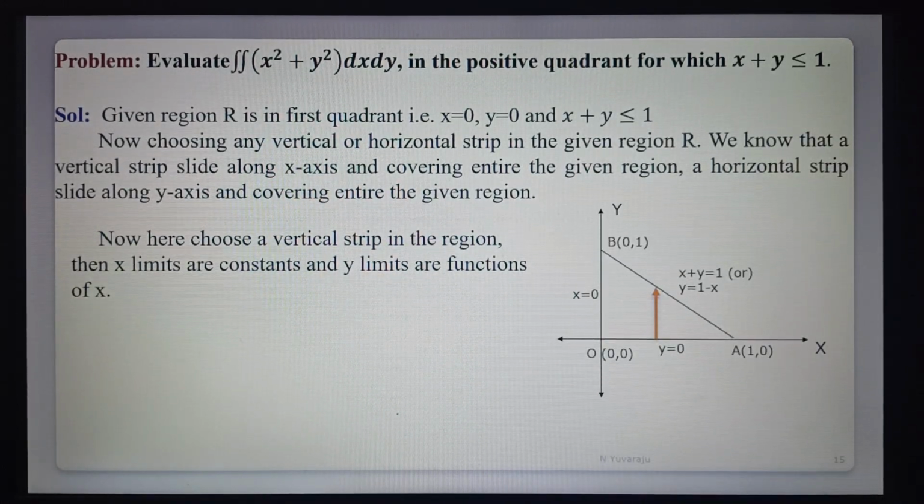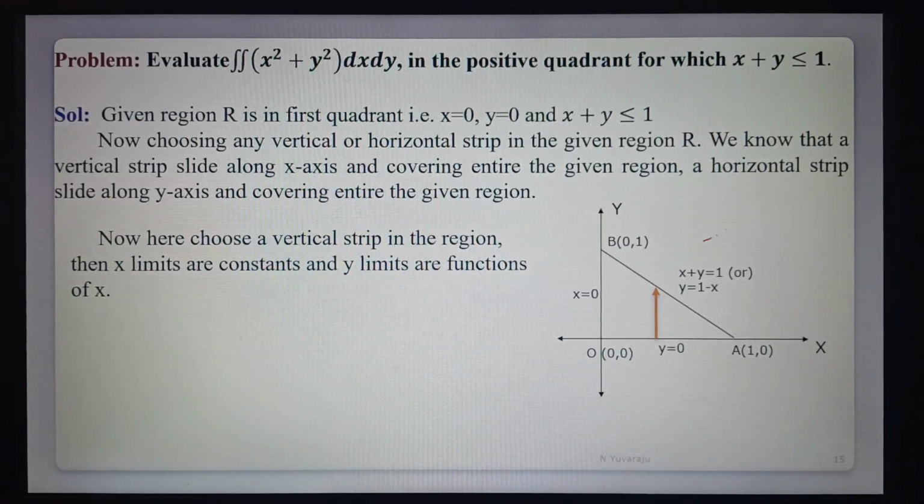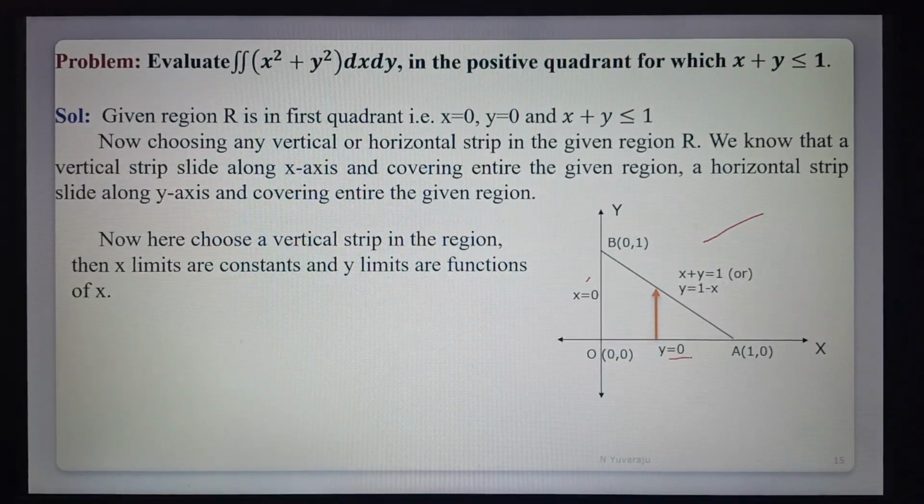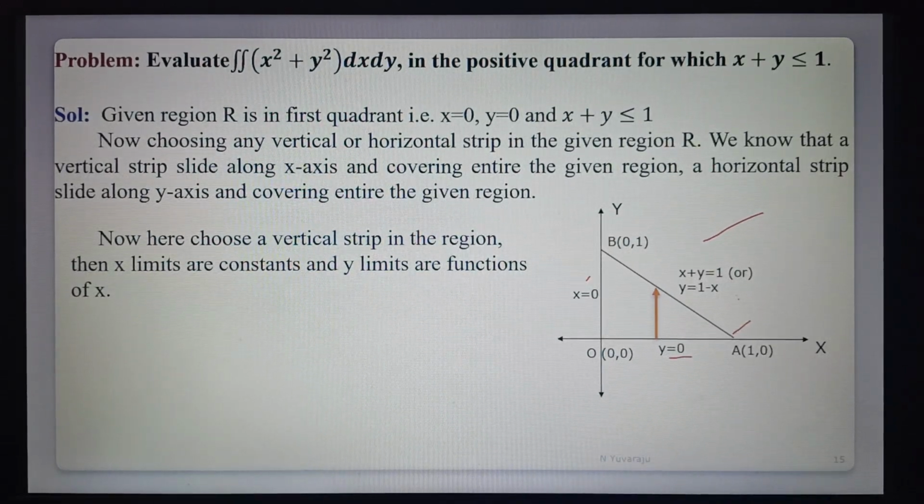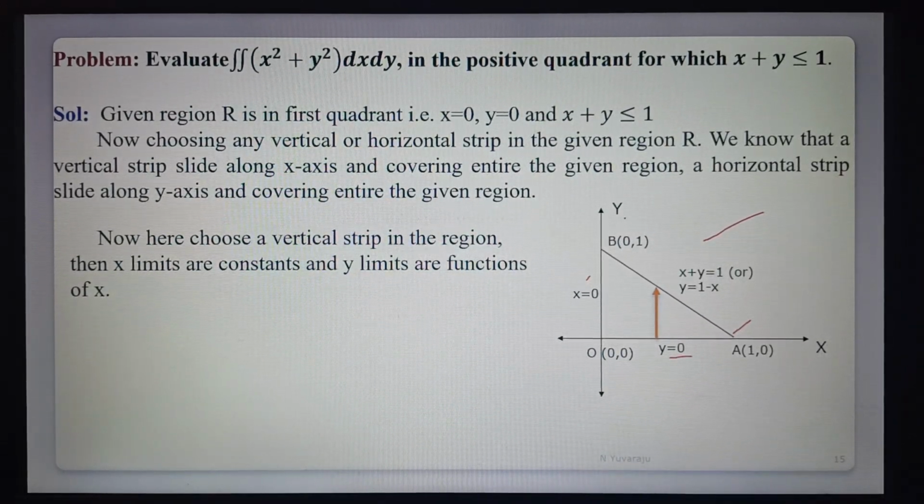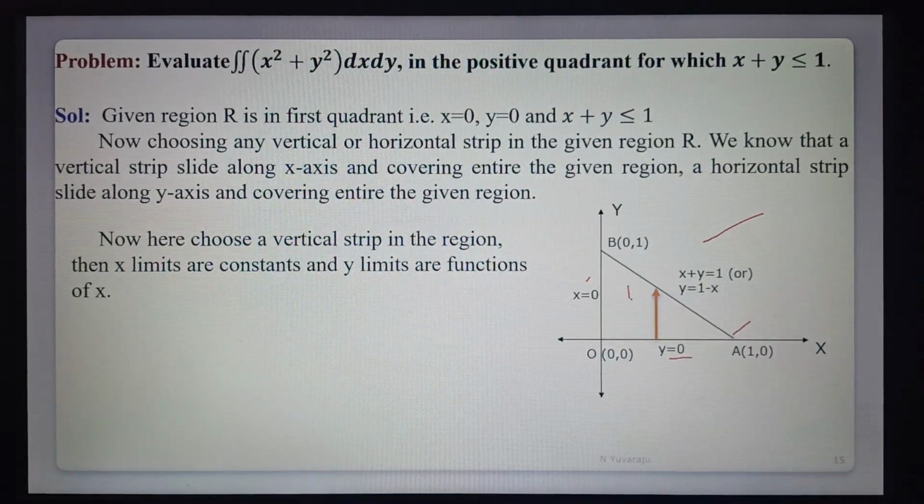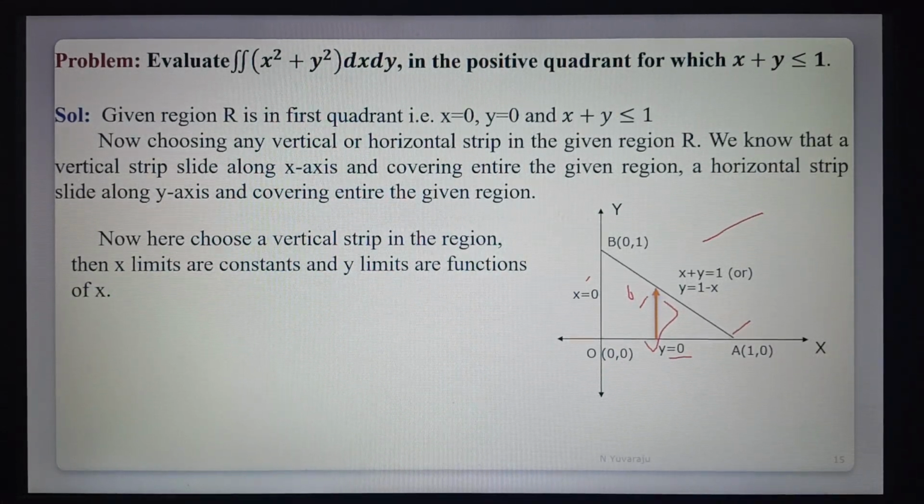See the graph, this is the first quadrant. This is the y axis, x equal to 0, this is the x axis, y equal to 0, and the line x plus y equal to 1. This line intersects the x axis at (1, 0) and the y axis at (0, 1). So this is the region. Now let this arrow mark be a vertical strip which slides along the x axis.